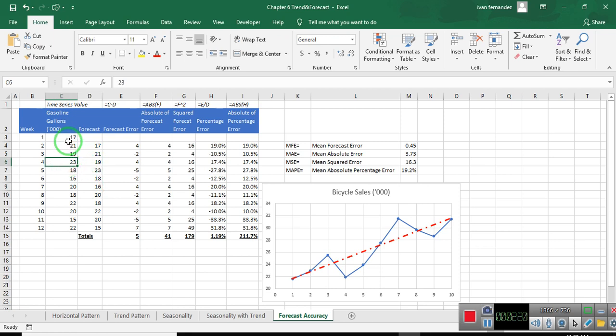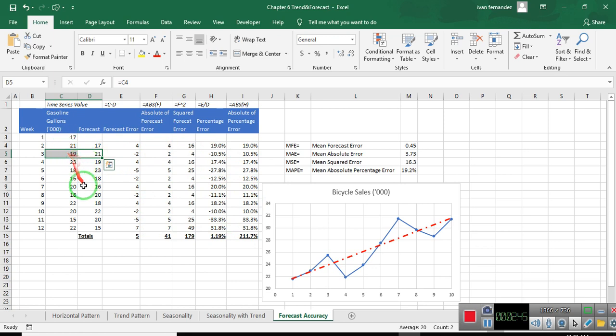But as you can see, every time I forecast, your eyes go back to, okay, I forecasted 17 for week 2, but the actual ended up being 21. Forecasted 21 for week 3, ended up being 19. So I'm not getting it right. That's clear. Clearly I'm not getting it 100% right. But how close am I? That's what we're going to look at in the following columns.